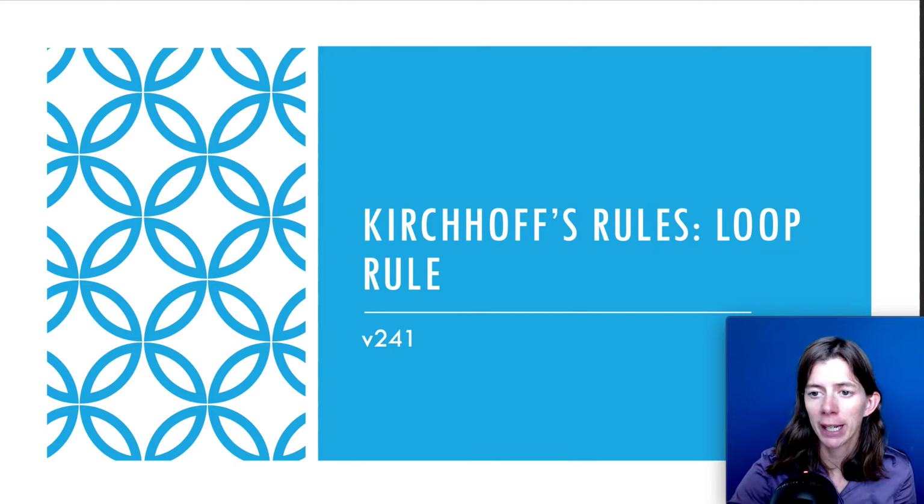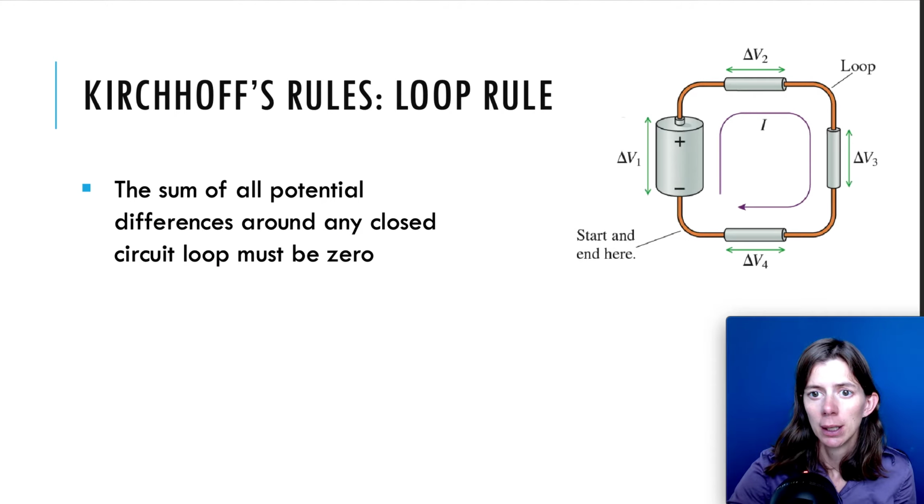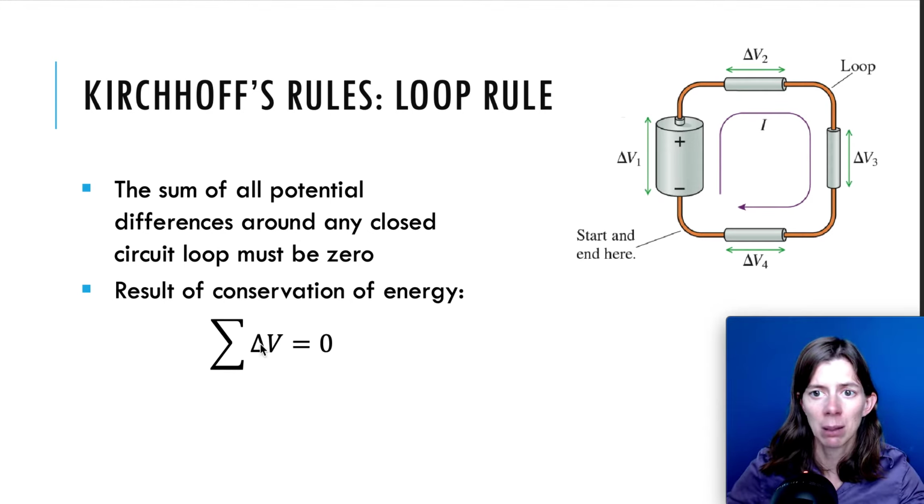Video 241, we're going to talk about the other one of Kirchhoff's rules, the loop rule. We just finished talking about the junction rule. So, the loop rule says that the sum of all potential differences around any closed circuit loop must be zero. If we want to write this as an equation, we would say the sum of all the potential differences equals zero. Let's take a look.